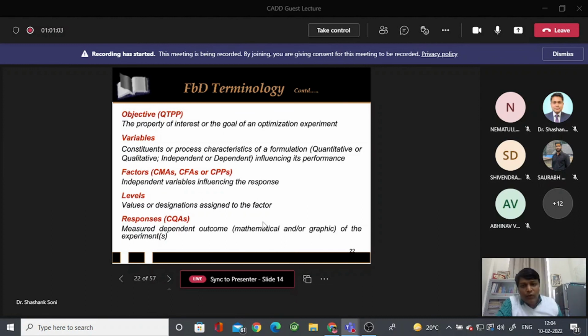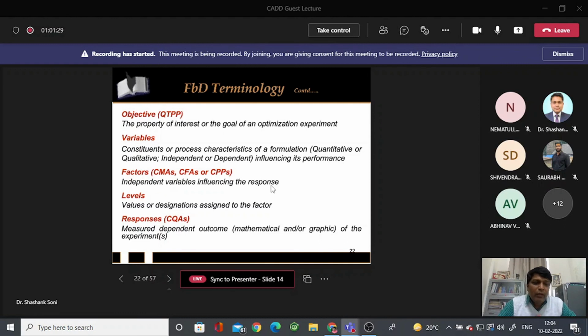Responses. You have seen the word response here. What are responses? Responses are CQAs, critical quality attributes. These are measured dependent outcomes, mathematical or graphical, of the experiments. Okay, they can be the DT, they can be the DISO, uniformity of content, friability. These are the quality attributes.